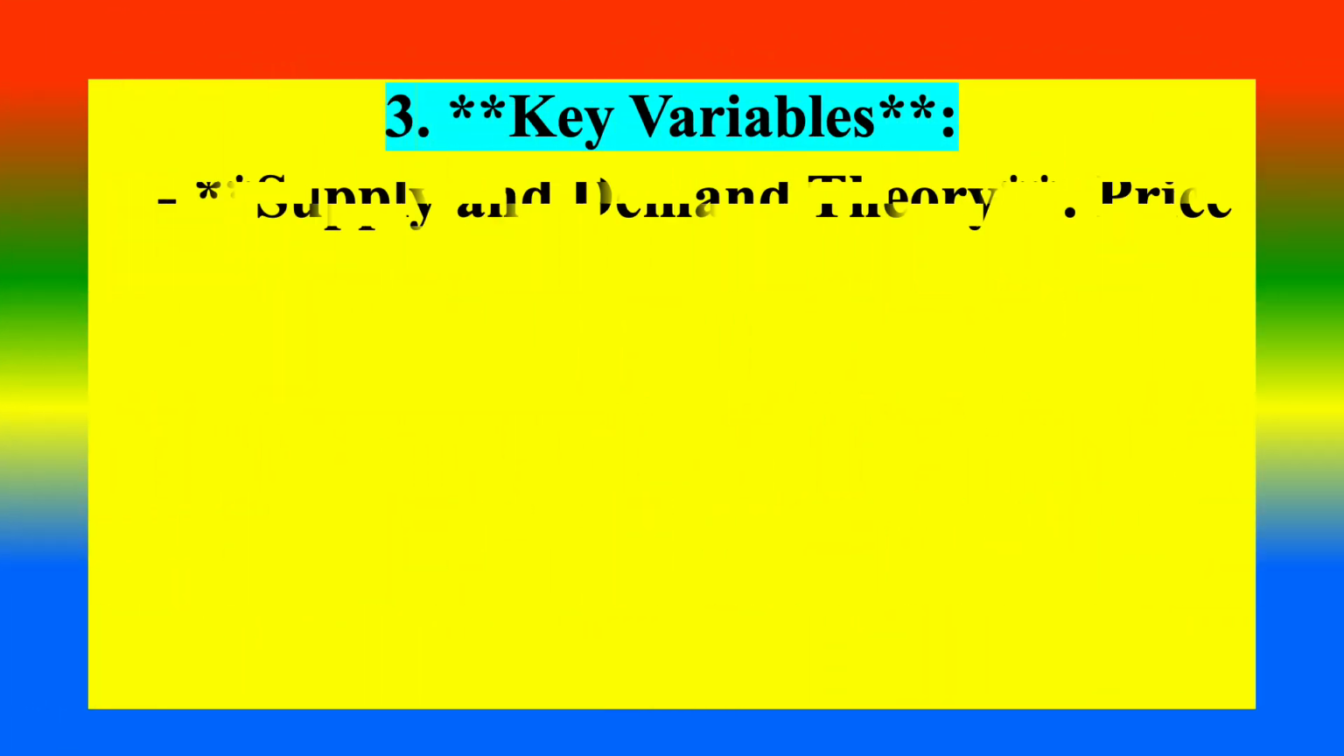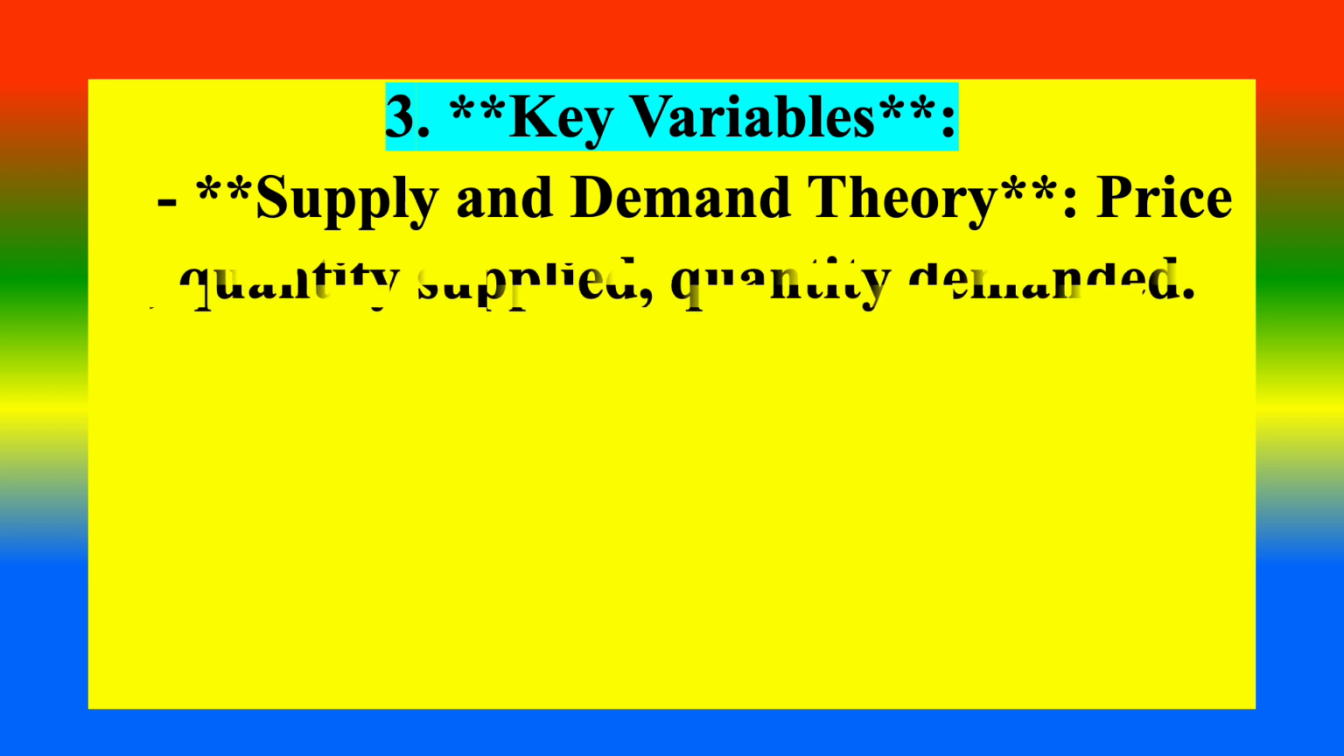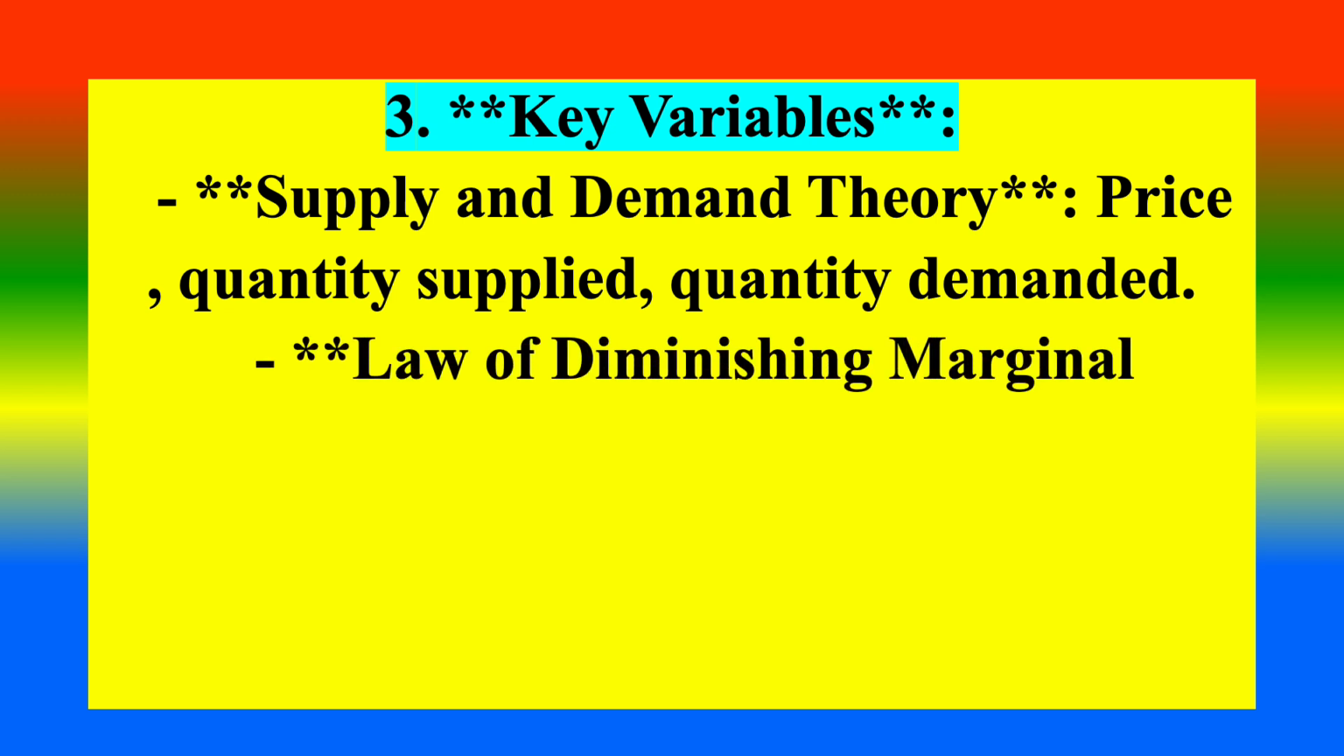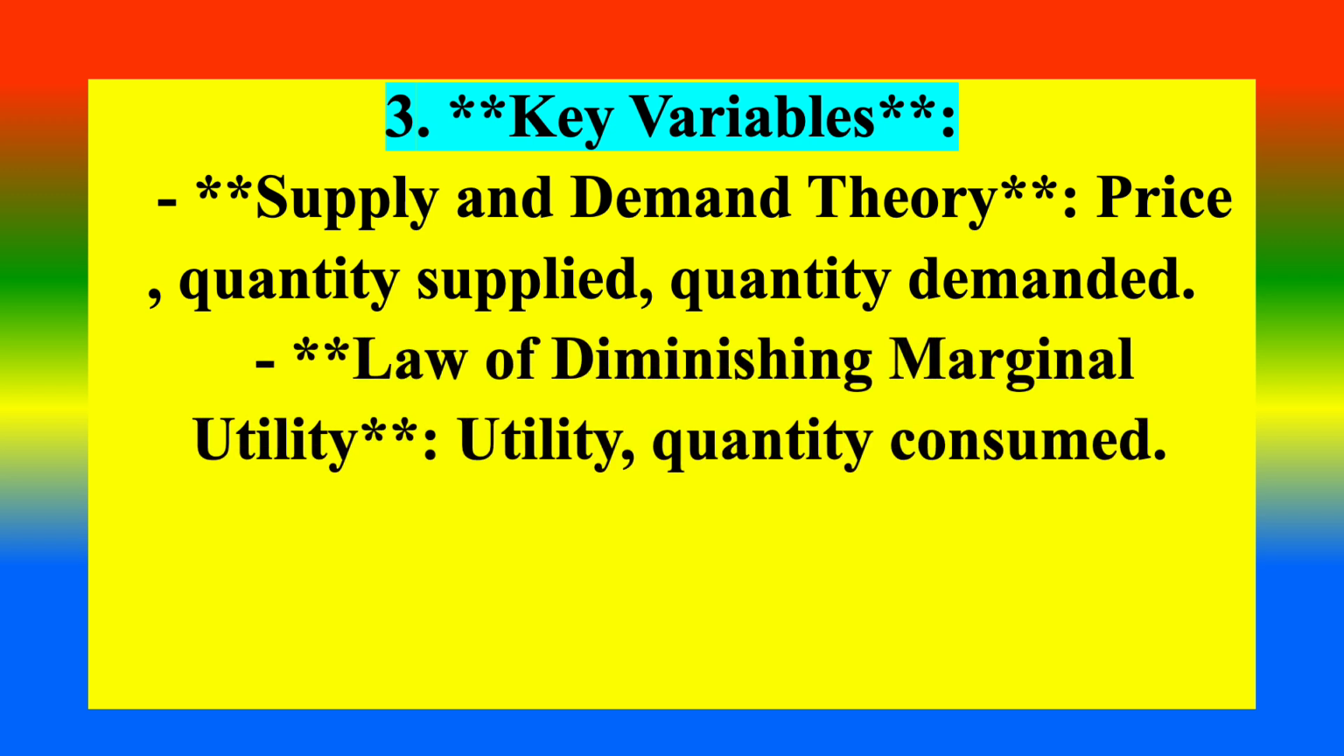Three, key variables: supply and demand theory concerns price, quantity supplied, and quantity demanded. But the law of diminishing marginal utility concerns utility and quantity consumed.